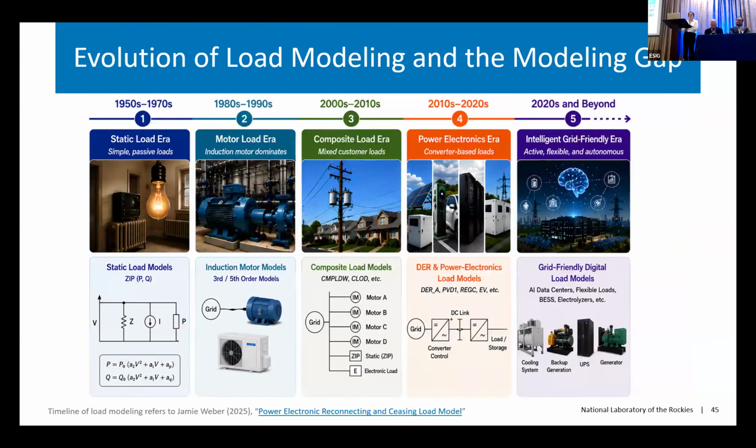Then the next question, maybe you are wondering, is that we have been developing load models for such a long time. What is in the existing software library? Can we just leverage some of them for data center modeling, just assemble them together? This figure shows the evolution of load modeling in the simulation world. We started with the static load model, and then we added some induction motor models.